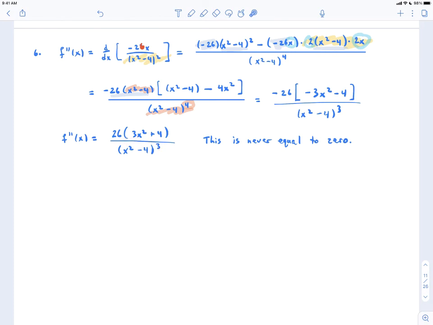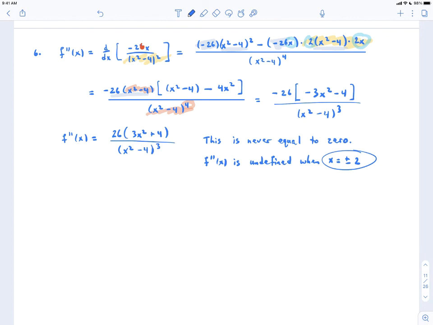And it's undefined, f prime prime of x is undefined when the denominator is equal to 0. So that's when x is equal to plus or minus 2. Now these are the vertical asymptotes, so your function isn't defined there anyway. But the concavity can change at an asymptote, and we'll see that here.